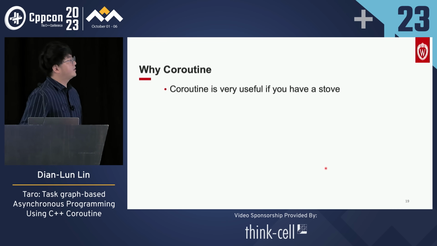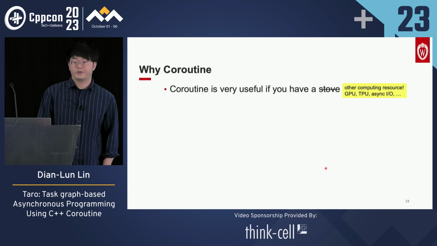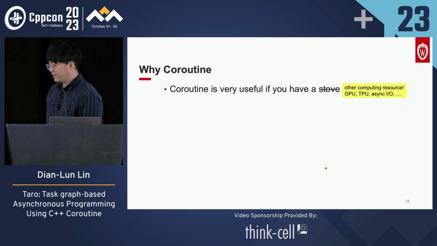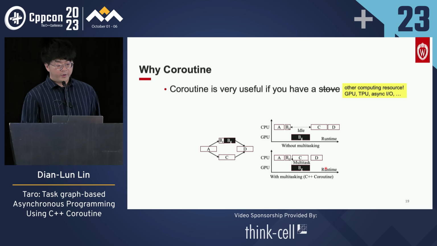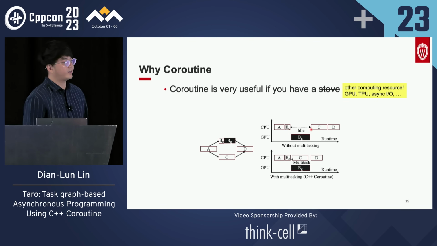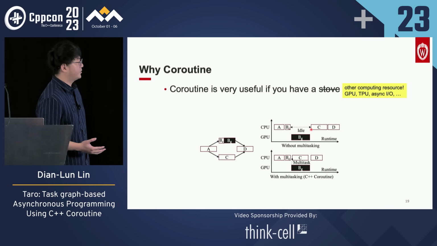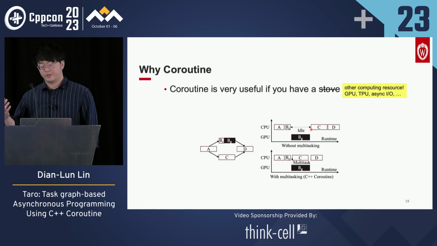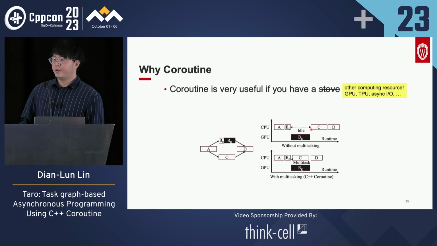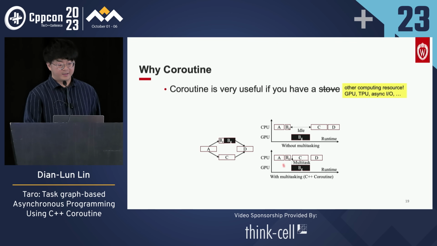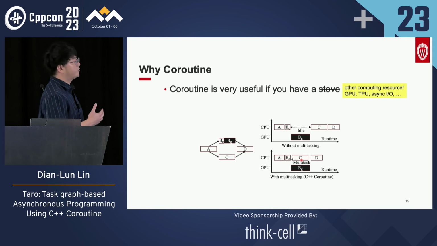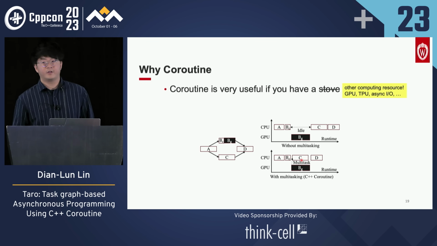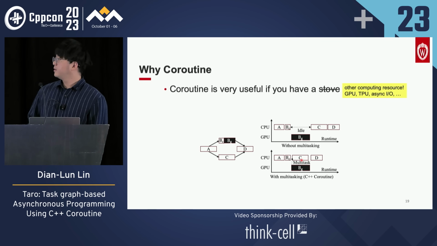Not really. Coroutine is very useful if you have other computing resources, like GPU, TPU, or you want to do async I/O. So without multitasking, in TGPS, you incur this idle time, which is totally unnecessary. However, if you are able to use C++ coroutine to enable multitasking within a task, within a task graph, you are able to overlap and reduce the runtime. And that's the power of C++ coroutine.